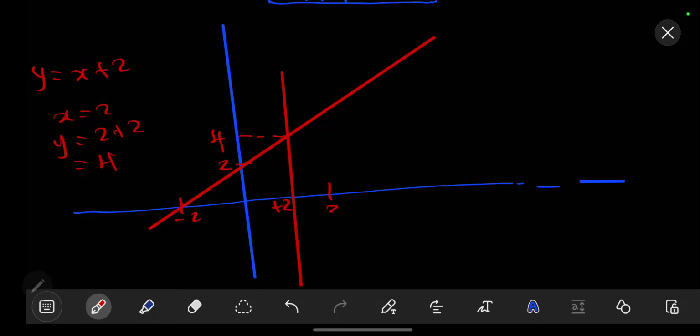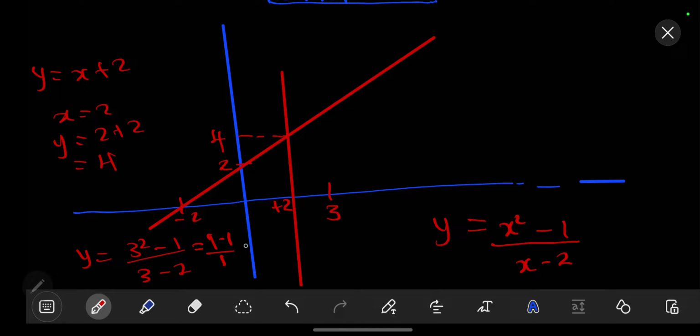Let's say I use 3. What is the behavior of this graph? So I'll use my original graph, y should be equal to, putting the value 3, 3 squared minus 1 over 3 minus 2, which will be equal to 9 minus 1 over 1, which will just be equal to 8. So the first value will be equal to 8. So this is 3 comma 8. Let me just approximate to say 8 is somewhere here.